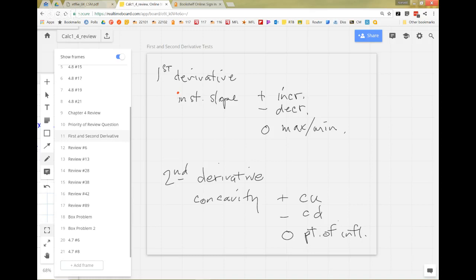So whenever a problem asks you, give me the intervals on which the function is increasing and decreasing, then the first derivative is going to be the thing you're going to want to use. Okay? On the other hand, the second derivative tells you concavity.